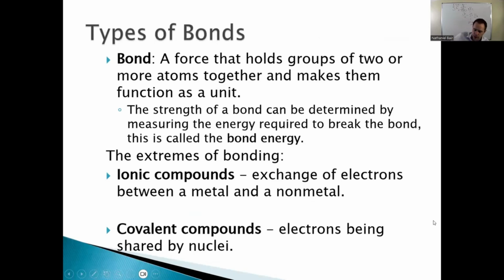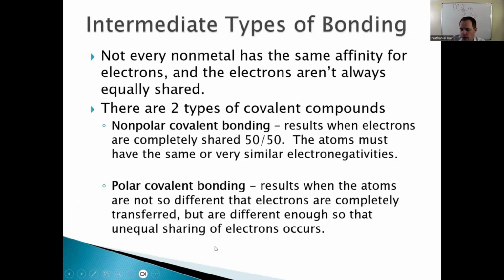So the two major types of bonds you should now be familiar with, the ionic and covalent. These should be easy to recognize if you have a periodic table. Ionic Lewis structures involve an exchanging of electrons between a metal and a nonmetal. Covalent or molecular structures are when electrons are being shared between two nonmetals. But covalent bonding is a little more complicated than that.